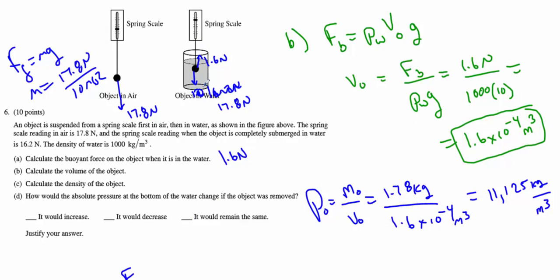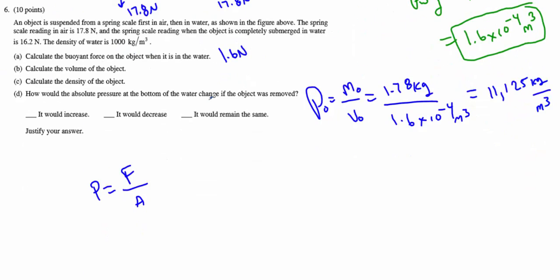at the bottom part here, that's definitely going to change, because in the beginning, the cup is supporting the water above it, plus the ball, plus the air above it. When we remove the object, it's only supporting the water and the air, so the force acting downward is decreased. It doesn't need to support it anymore. As a result of the force decreasing, the pressure needs to decrease.